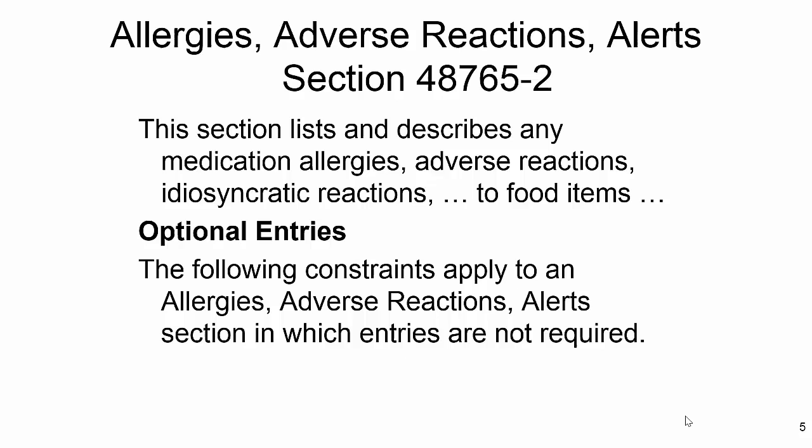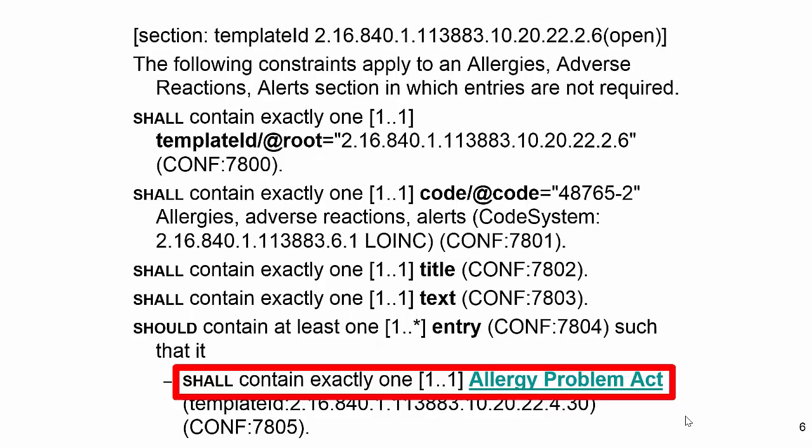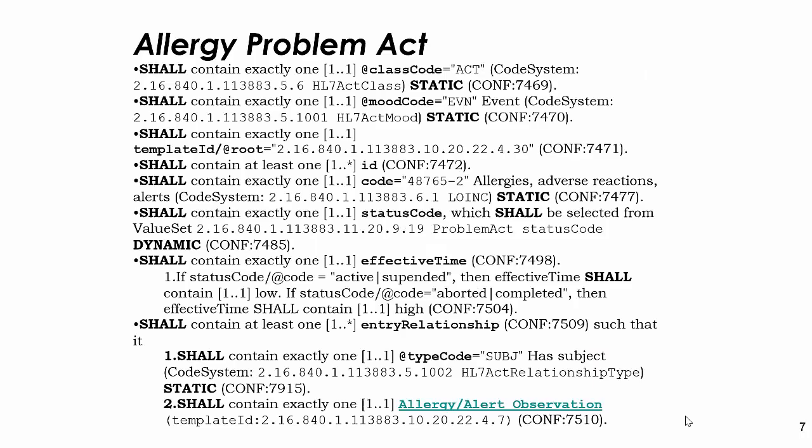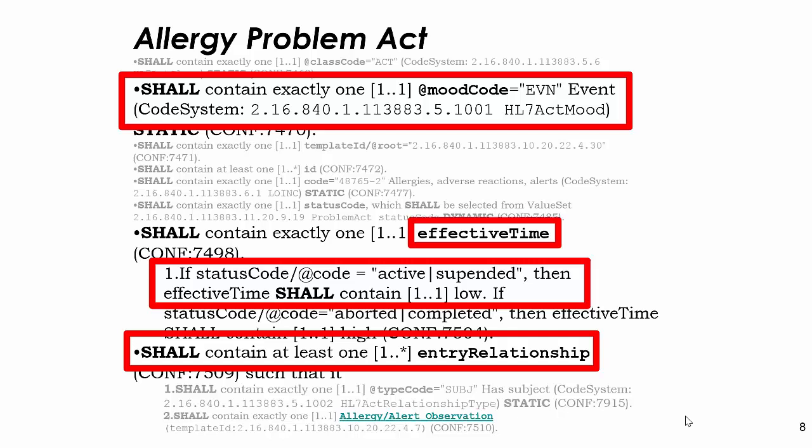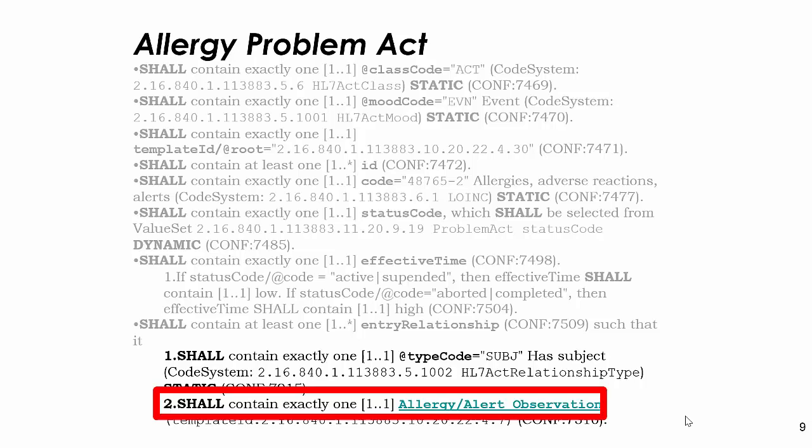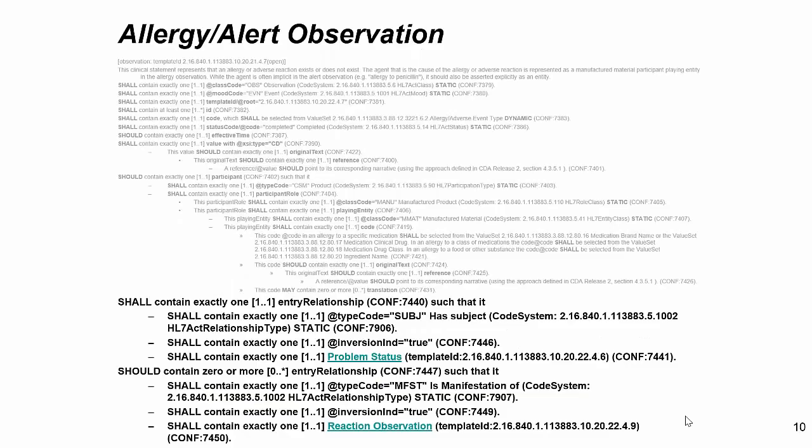So this is a guide for coding allergy information. The allergy information has to contain exactly one allergy problem act. So we are now on one sample page. We now must go to another sample page where the rules for coding a problem act are described. You have to have all of these things in a problem act. You have to have a mood code, an effective time, an active suspended code, an entry relationship, and so on. You have to have exactly one allergy alert observation.